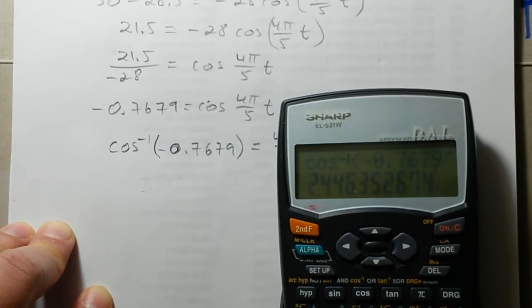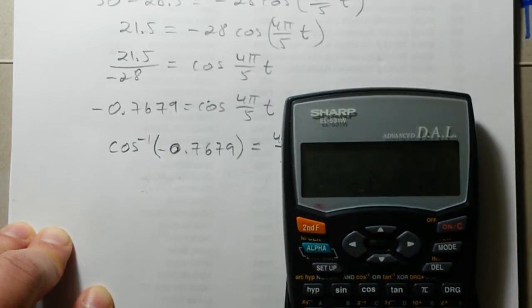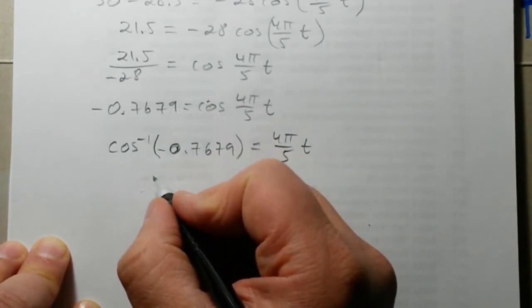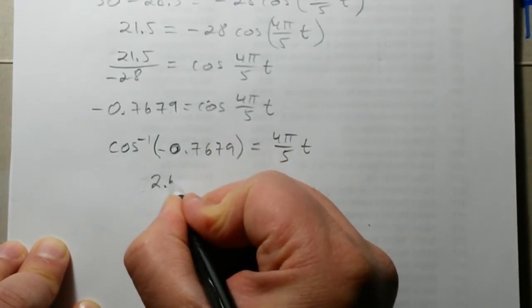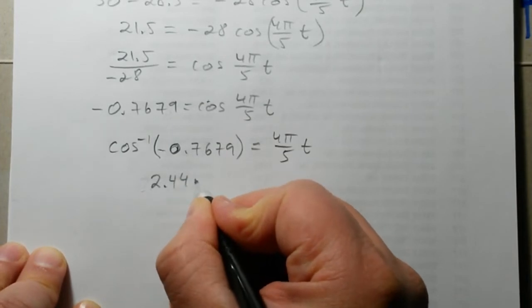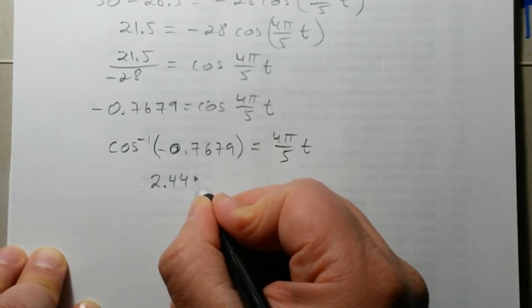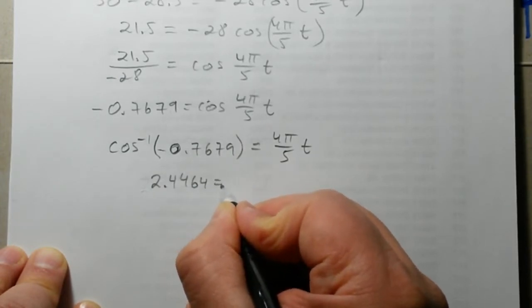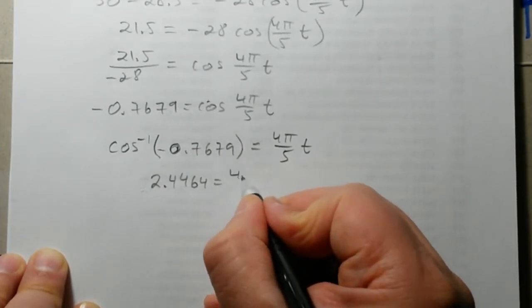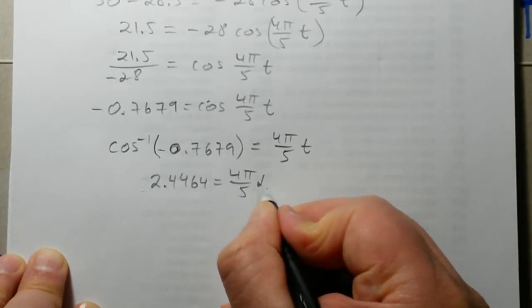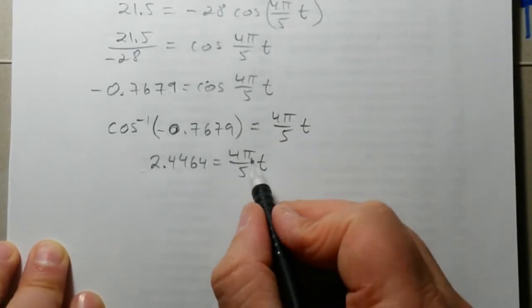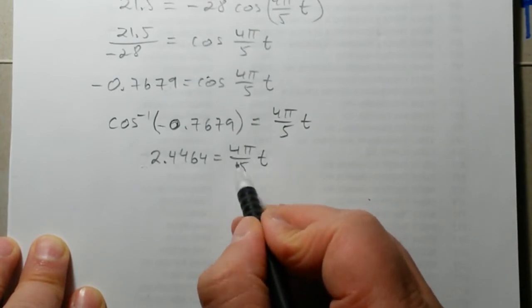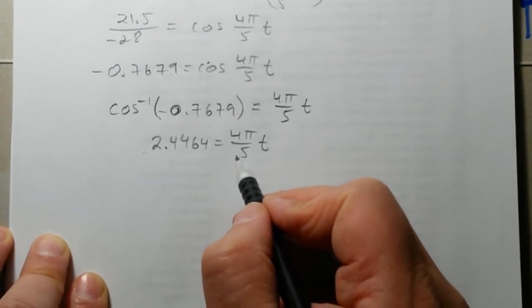Okay, now this is starting to make a little more sense. 2.446364. So 2.4464 equals 4 pi over 5t. And now how do we solve for t? Well, let's isolate t.